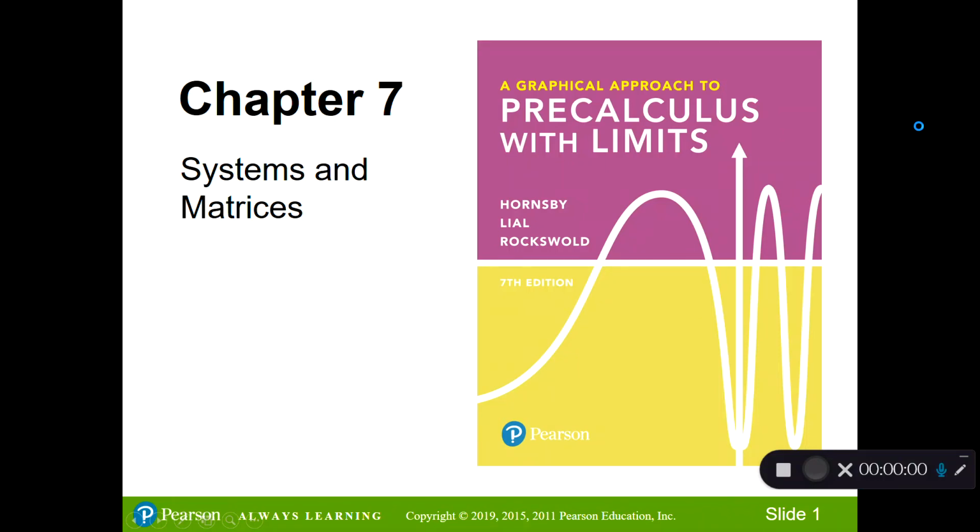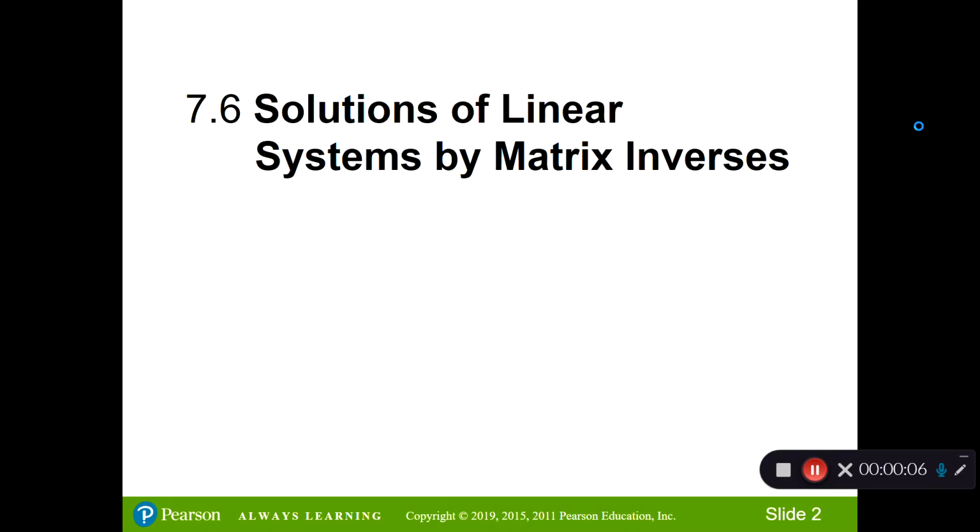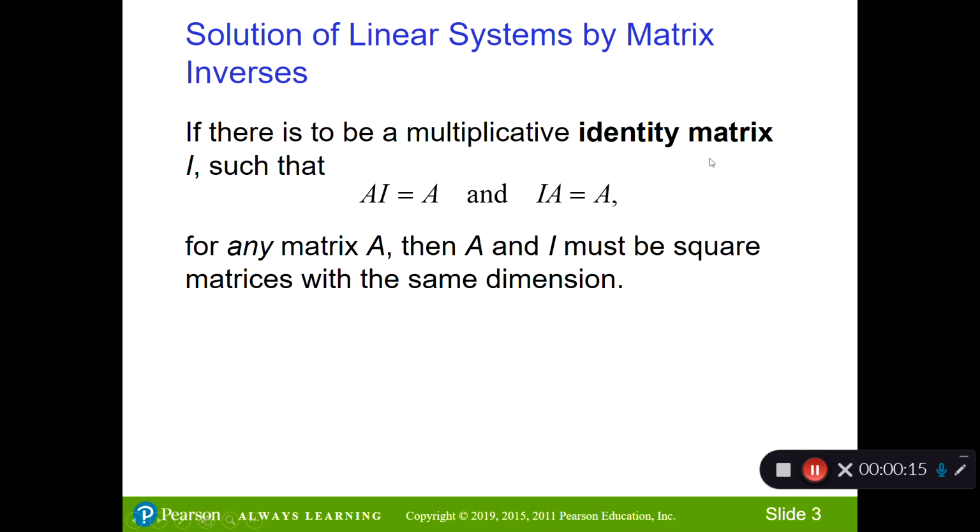Now we're going to look at another method of solving systems of equations using the inverse of a matrix. Before we get to the solution method, we need to know what an inverse is, and for that we need the identity matrix. The identity matrix is the matrix that, when you multiply it by another matrix, results in that matrix unchanged.